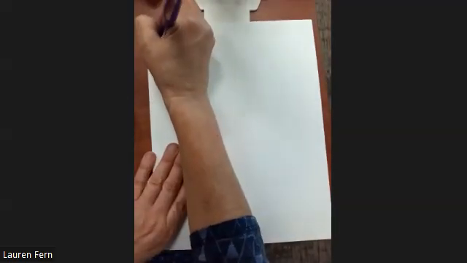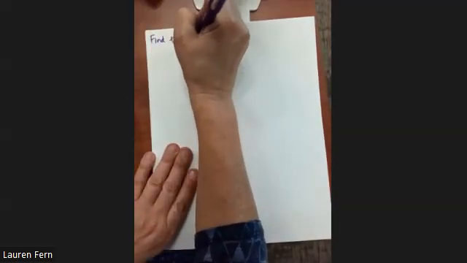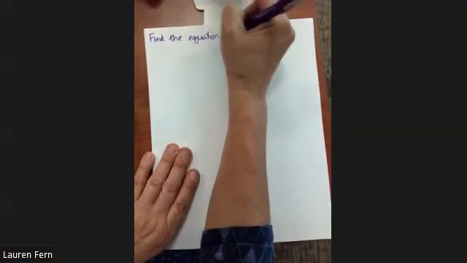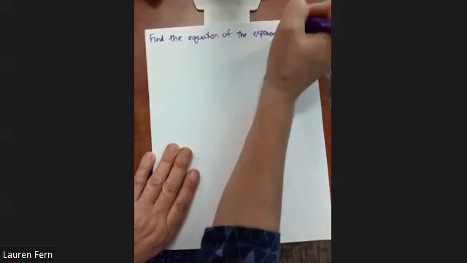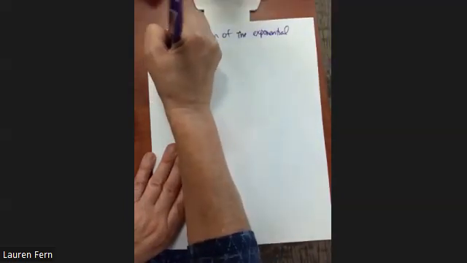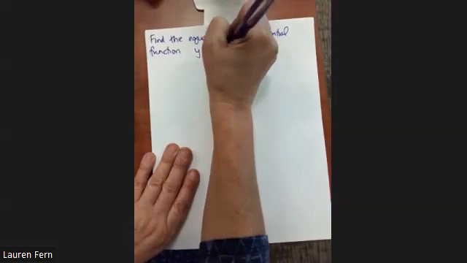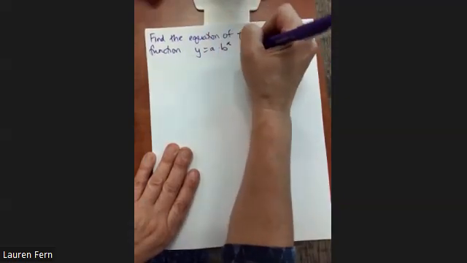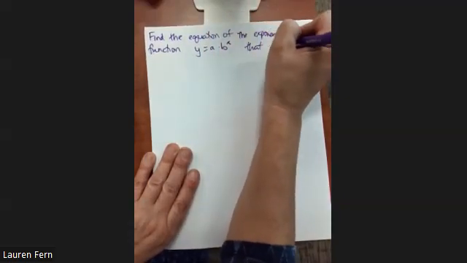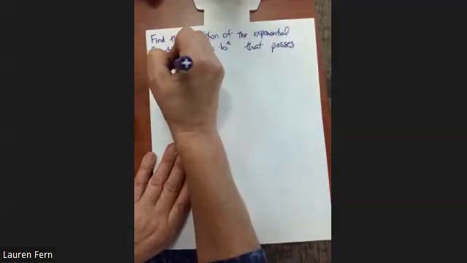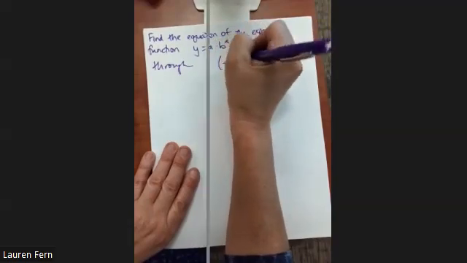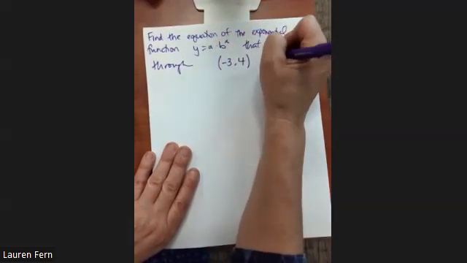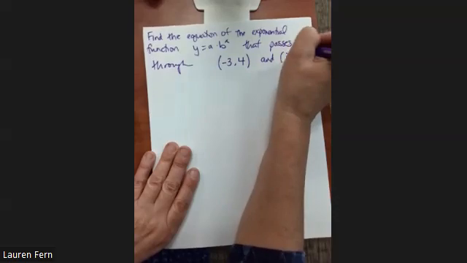Suppose now I want us to find the equation of the exponential function y equals a times b to the x that passes through the following ordered pairs: -3, 4 and +3, 2.